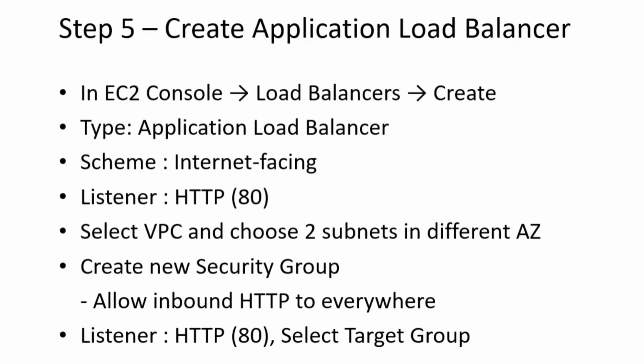Next, create a new security group with inbound rules allowing HTTP traffic from everywhere. This makes the ALB publicly accessible while still being secure. Finally, configure the listener on port 80 to forward requests to the target group we created earlier. With this setup, our application load balancer is ready to route traffic intelligently to our web servers.